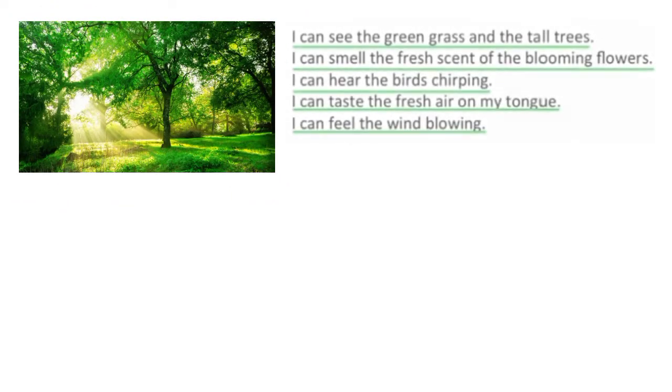In making descriptive writing, you should always consider your five senses, which are what you see, what you smell, what you hear, what you taste, and what you feel. Examples: I can see the green grass and the tall trees. I can smell the fresh scent of the blooming flowers. I can hear the birds chirping. I can taste the fresh air on my tongue. I can feel the wind blowing. And by this, you are able to make a descriptive essay or writing.